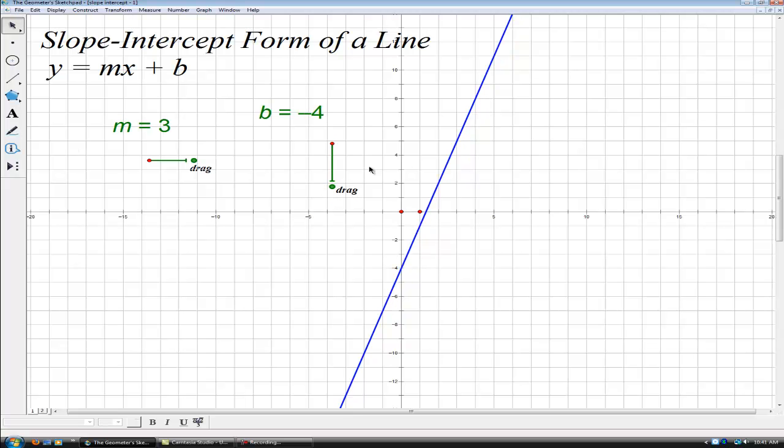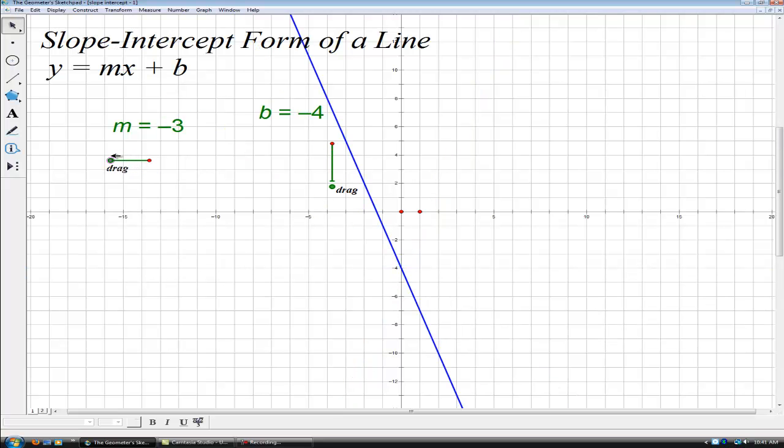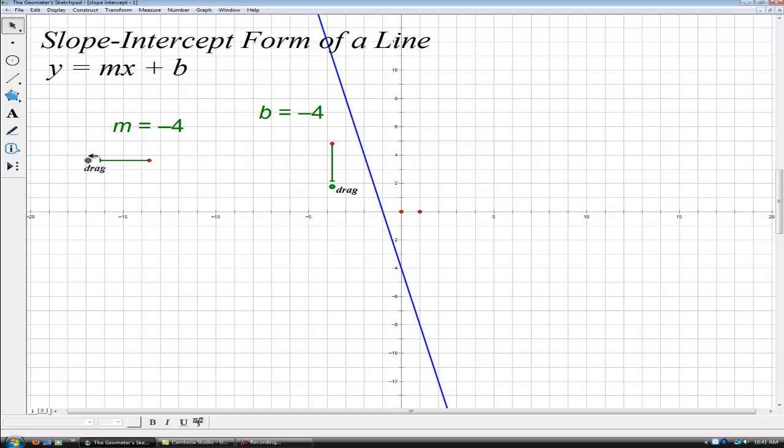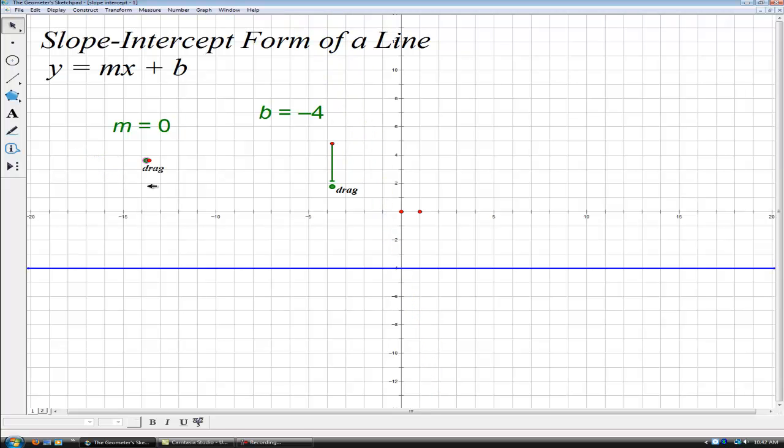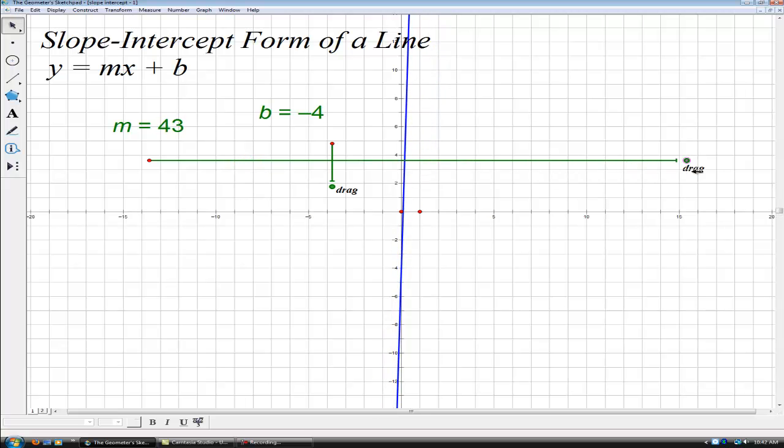Now the slope of a line is measuring its steepness. This is a 0 slope, horizontal. And the further I move the value of m into the negatives, the steeper the negative slope becomes. Back to 0. Now we're back to positive slopes that are increasing in steepness. As I get more and more steep, we can see the slopes getting larger and larger and larger. What happens as we get closer to infinity?